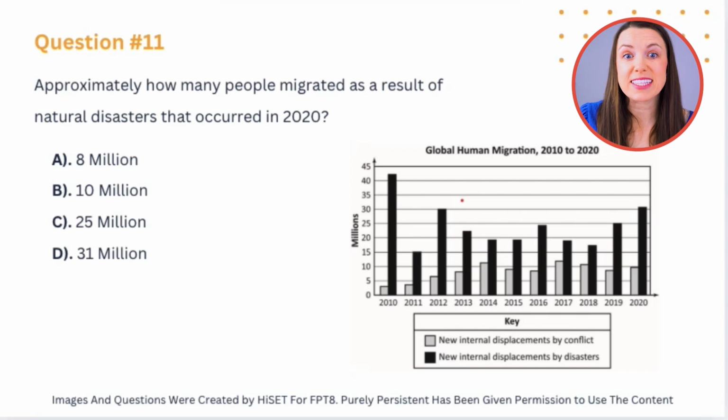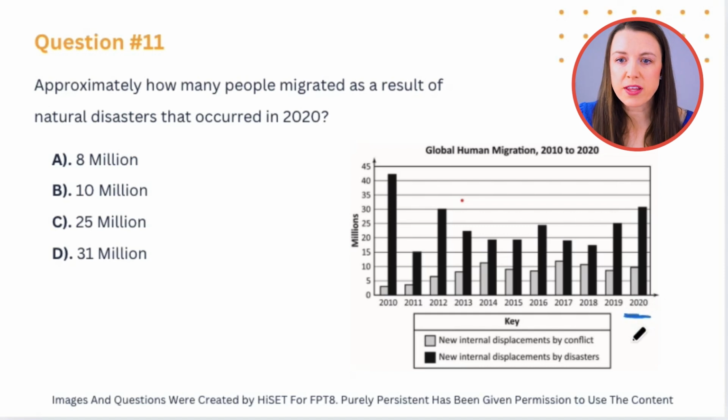Okay, so now that we've done that, let's take a look at our questions. So here we have question 11. Approximately how many people migrated as a result of the natural disaster that occurred in 2020? Okay, so we're going to look right here at 2020, and we're looking for the natural disasters. So here it says disasters, right? So we want to look at the one that is dark.